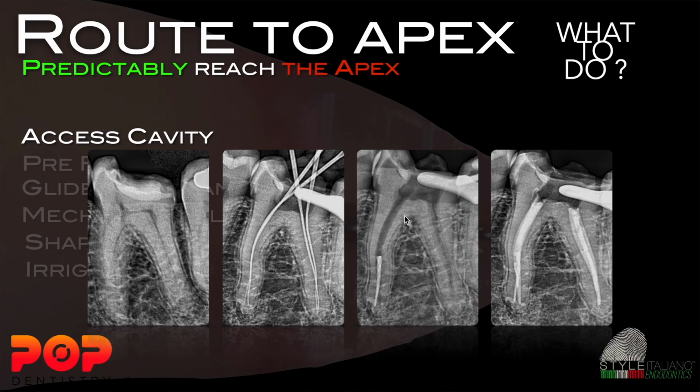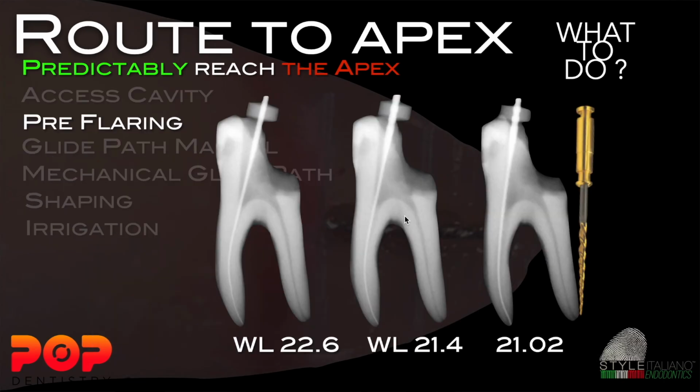After that, we have the pre-flaring. What is pre-flaring? Pre-flaring is just the enlargement of the canal, but this single step has a big impact on the treatment. This is an extracted tooth.